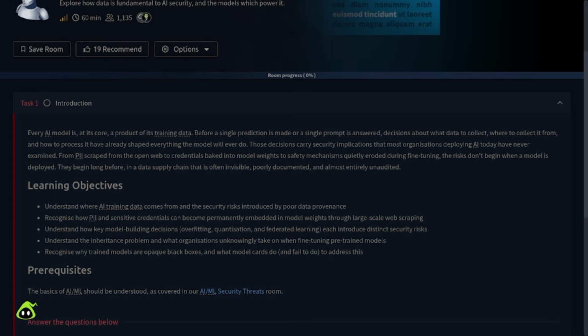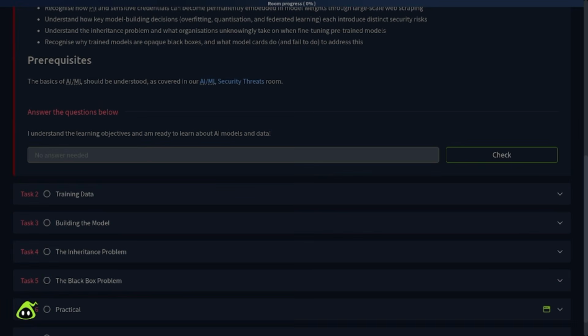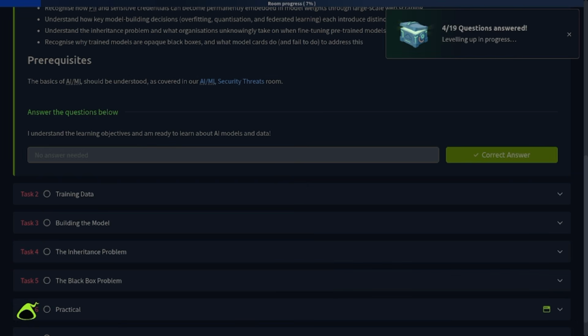We are going to understand the inheritance problem, and what organizations unknowingly take on when fine-tuning pre-trained models. We are going to recognize why trained models are black boxes, what model cards do, and what they fail to do, and we are going to address this. There is a general recommendation from TryHackMe to cover the AI and Machine Learning Security Threats room before jumping into this room. Anyway, we are going to check off these boxes and jump onto task number two.